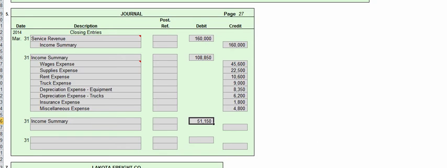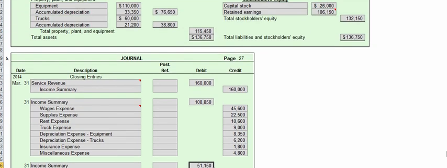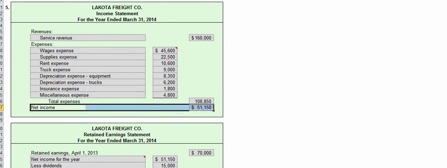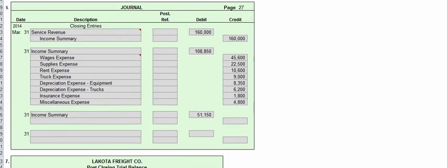Now, you've seen that number before. That number should always be equal to net income, because what's this number? Total revenues. This number is total expenses. So the balance in income summary should be equal to net income, and it's going to be a credit balance. To make it zero, it has to be debited. Let's look up here. See, your net income, $51,150. We had a credit balance in income summary for $51,150, $160,000 minus the $108,850. If we want to make that credit balance zero, then we have to debit the account for the amount of its balance.